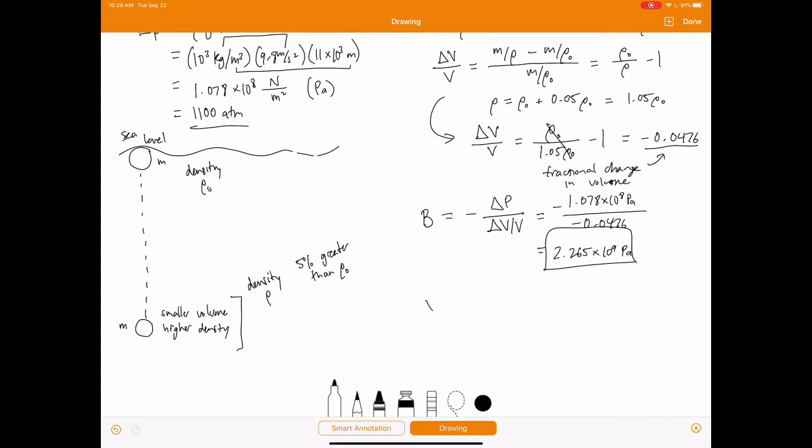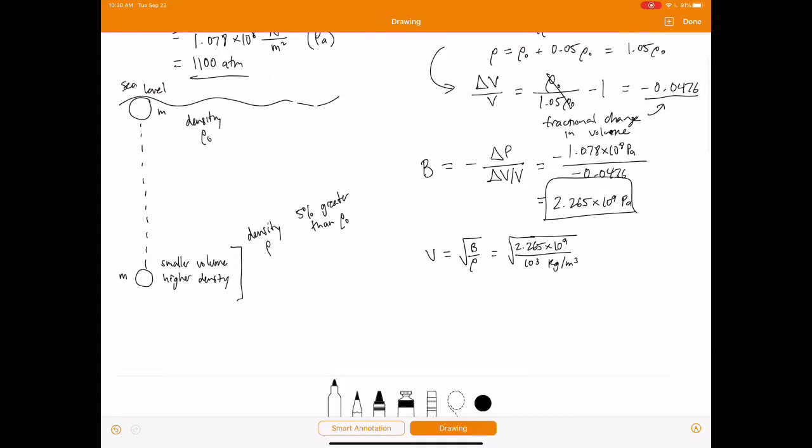But we can use that to calculate the speed of sound because v is equal to the square root of B divided by rho. So we have the square root of, again, put in the bulk modulus, 2.265 × 10^9, and we're going to divide that by rho, which is 10^3 kilograms per cubic meter.